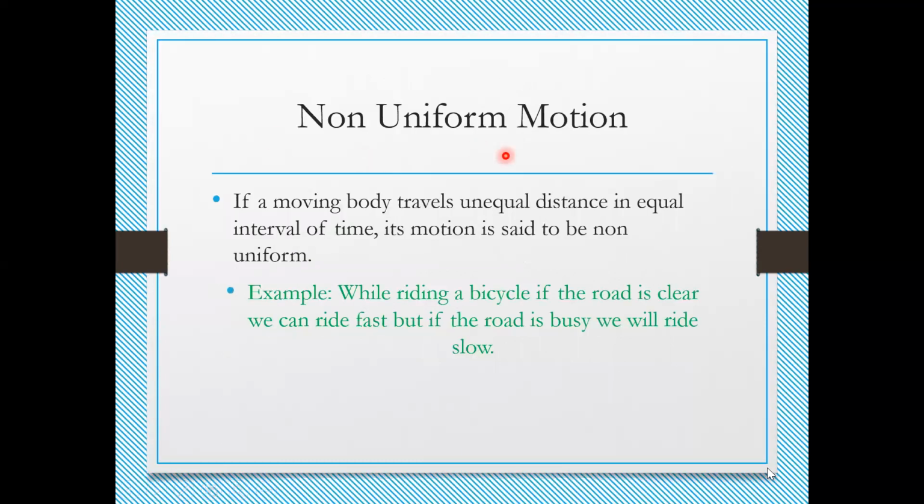Now next is non-uniform motion. If a body travels an unequal distance in equal intervals of time, or an equal distance in unequal intervals of time, its motion is said to be non-uniform. For example, while riding a bicycle, if the road is clear, we can ride fast, but if the road is busy, we will ride slow. So we can say that the kind of motion which we have on a road is non-uniform motion. That is, we will cover an equal distance in unequal intervals of time.